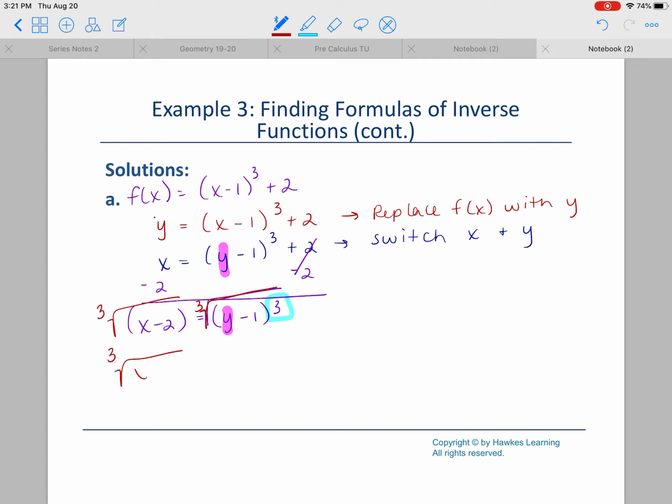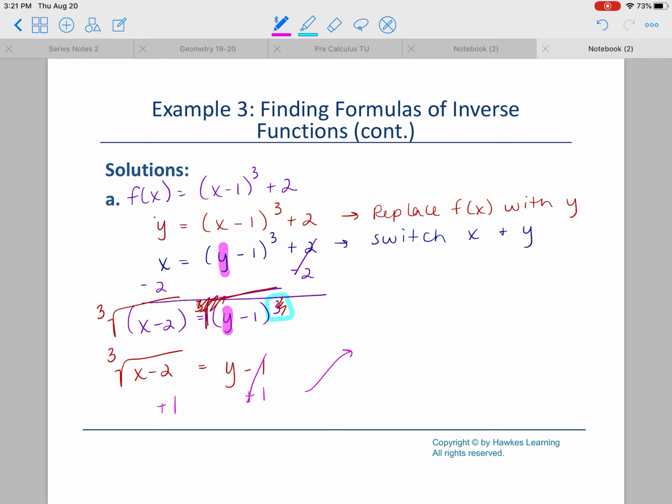So we're going to get the cube root of (x minus 2) equals, now the cube root and the third power just cancel each other out and leave me with y minus 1. I'm getting closer to having the y by itself. So I need to move this minus 1 over, and I am going to do that by adding it over.